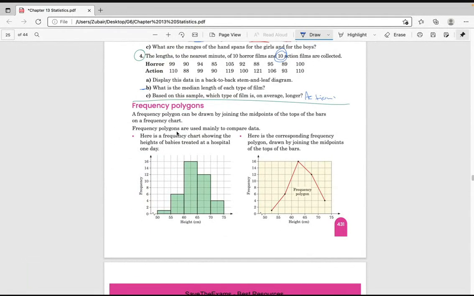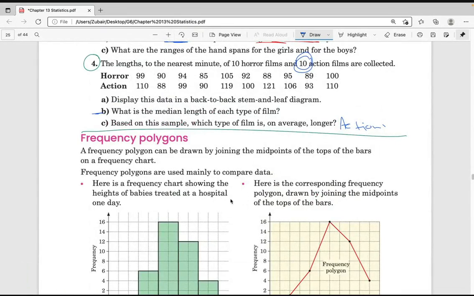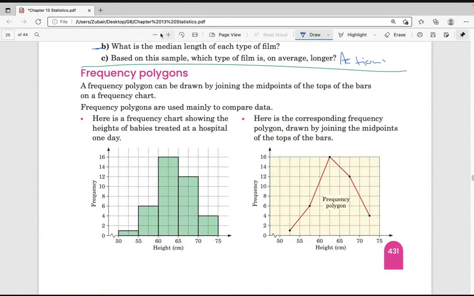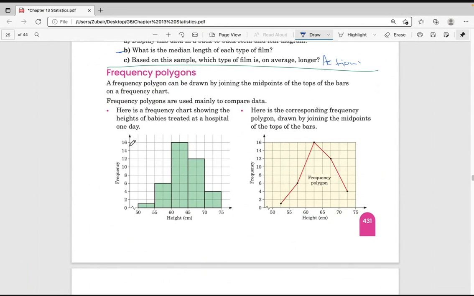Now frequency polygon. We've been doing bar graphs. There's only a slight difference. Whatever values we had, suppose from 50 to 55, we had a value of 1. 55 to 60 was 6. 60 to 65, 16. 65 to 70, 12. 70 to 75, we had 4.